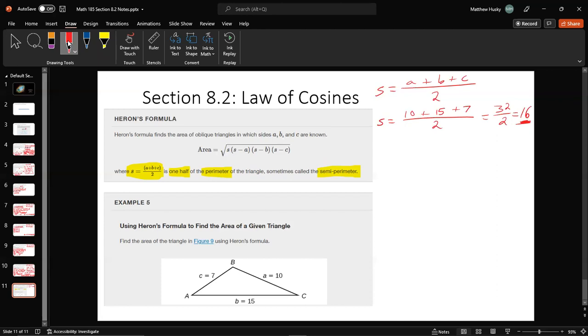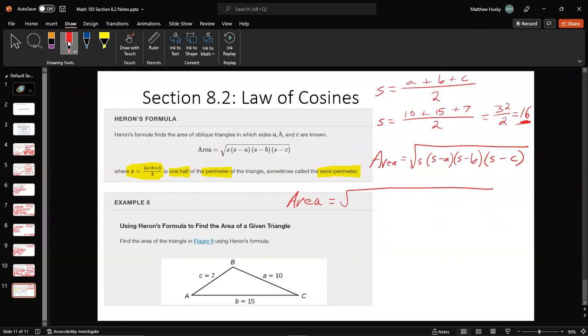It is 16. So now what we're going to do is we're going to say, okay, the area is going to be the square root of S times S minus A times S minus B times S minus C. Again, be grateful you don't have to memorize this formula. You just need to know what it is and how to use it, which really in the grand scheme of things is what's important.